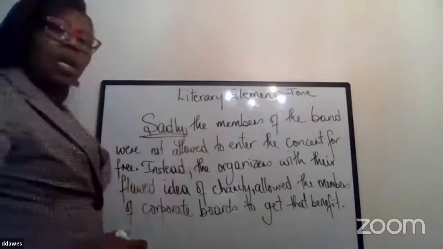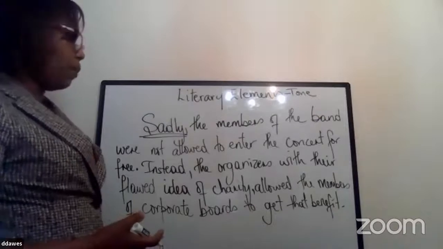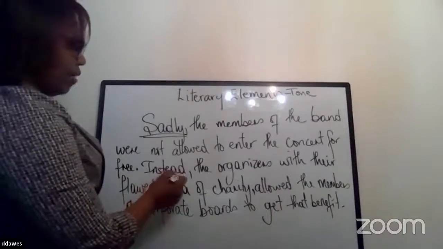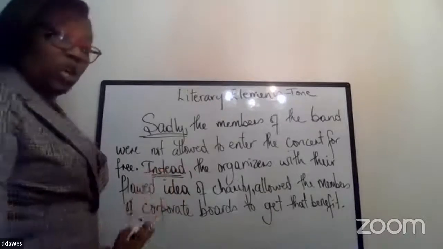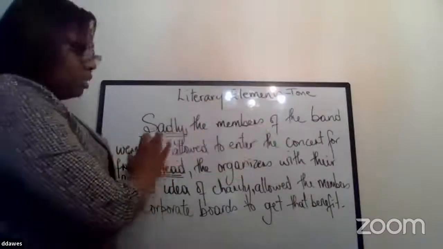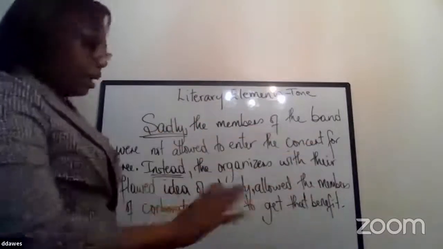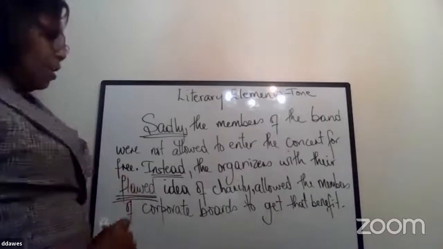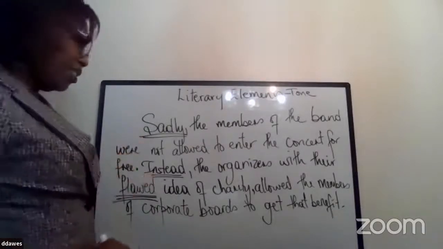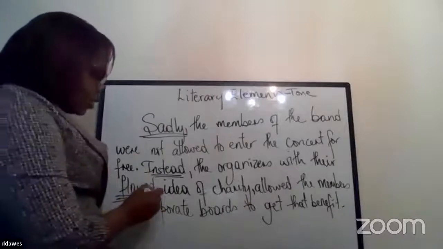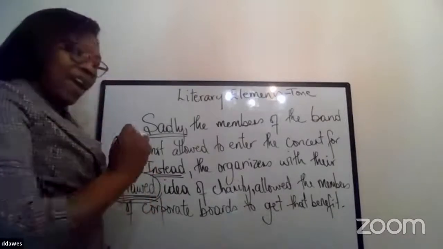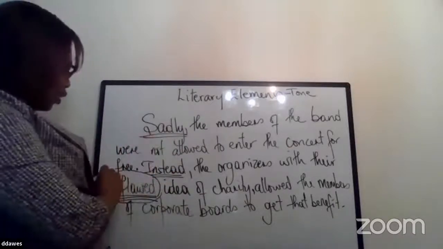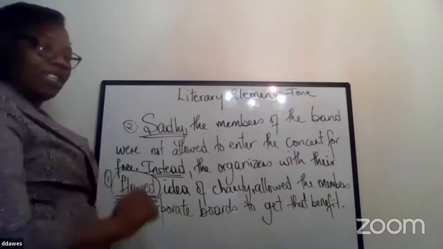Sadly. So you know that this person was not happy about what happened. Sad. So we have sadly, members of the band were not allowed to enter the concert for free. And then we have instead, so we're looking at another, I am not happy that this happened. Something else happened. And then we go flawed. And notice I give that word 3 lines. Flawed. This word right here has the punch of everything that we're looking for. So this first and this second.